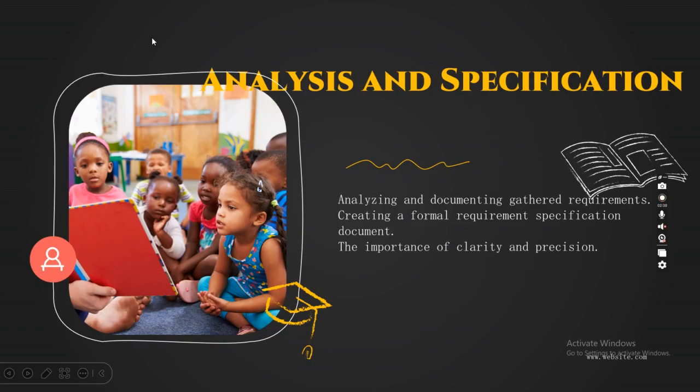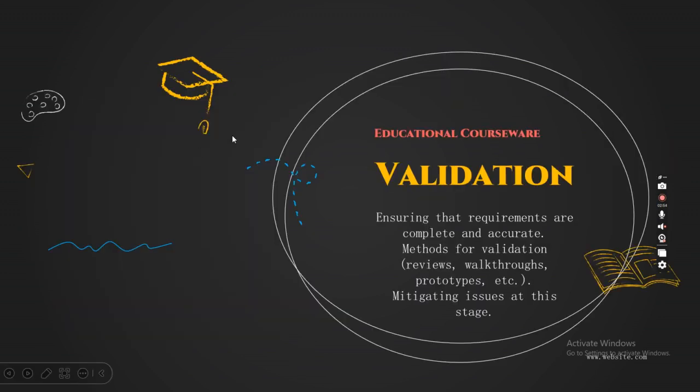Analysis and specification is basically the third step of software requirement engineering. Analyzing and documenting, gathering requirements, creating a formal requirement specification document. The importance of clarity and precision. Now, the fourth step is validation of that specification and analysis, ensuring that the requirements are completely accurate. Methods for validation: reviews, walkthroughs, prototypes, etc. Mitigating issues at this stage.